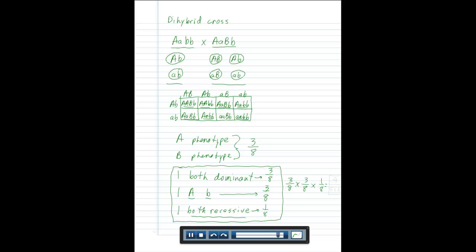Following multiplication of fraction rules, we take 3 times 3 is 9, times 1 is 9. 8 times 8 is 64, and 64 times 8 is 512. The probability of getting this combination of individuals is therefore 9 out of 512. If you wanted to, you could divide that out into a decimal.